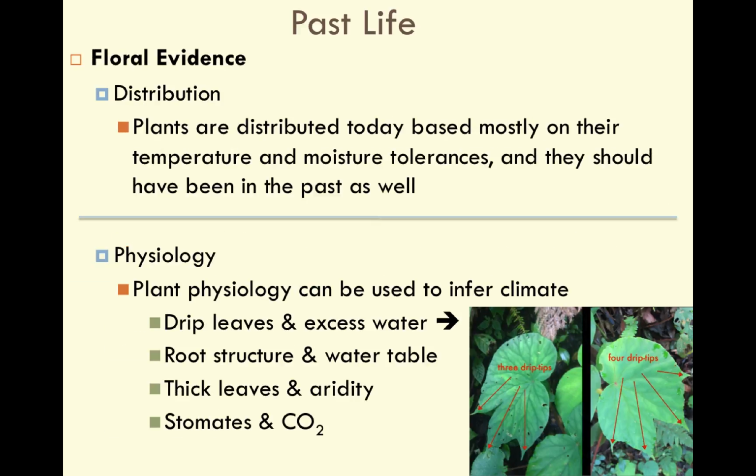Plants are distributed today based mostly on their temperature and moisture tolerances, and they should have been in the past as well. Of course, we'll look at these classification schemes called the Köppen classification, which uses the distribution of plants to define climates around the globe at the end of the course.